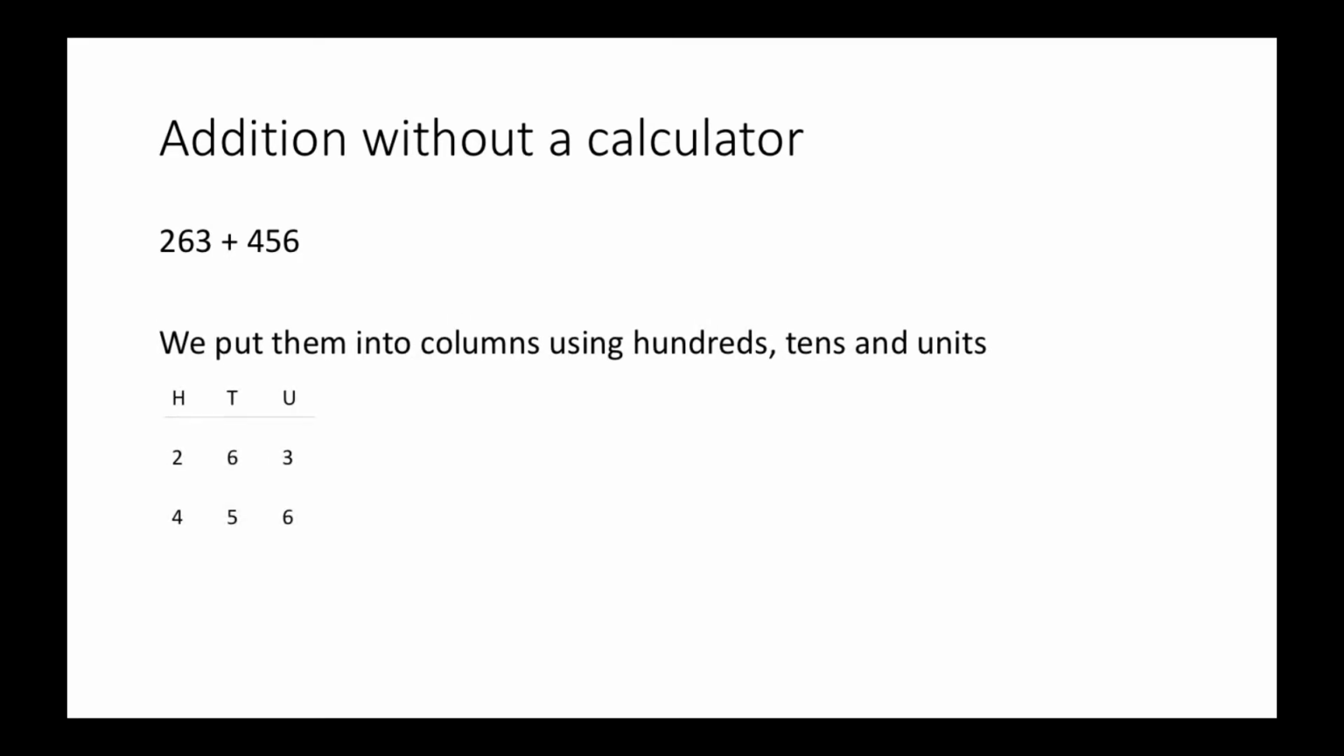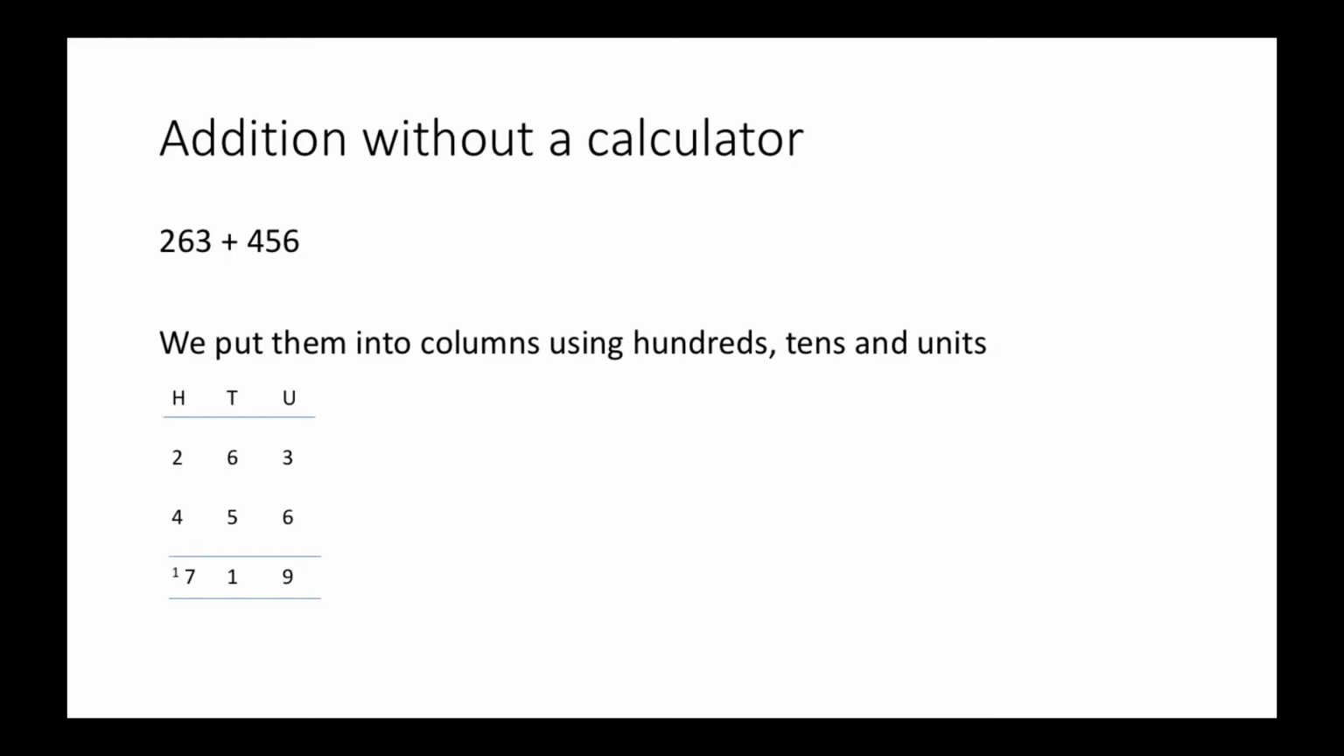So 263 plus 456. All we need to do here is put them in a column using hundreds, tens and units. So as you can see, we've got 263, 456. And we'll just add from the right to the left. So 3 plus 6 is 9. And then we have 6 plus 5, which is 11. Because that's 11, we need to put the unit there, the 1, and then we need to carry the other 1 over to the other side. So it still makes 11, but we have to carry the 10 over. And then we have to add the 4 and the 2 and the 1. So 4, 5, 6, and then this one would be 7. So our answer is 719.